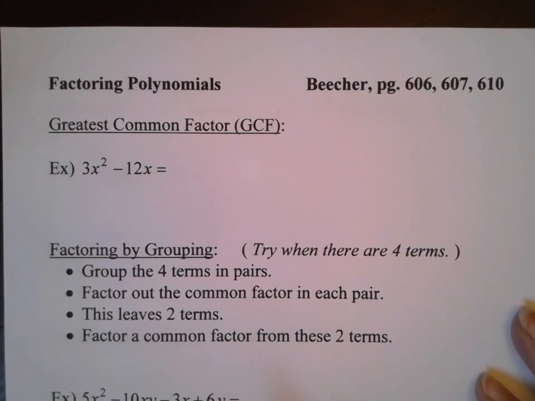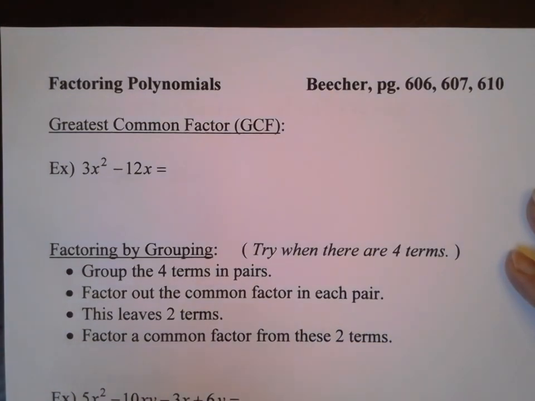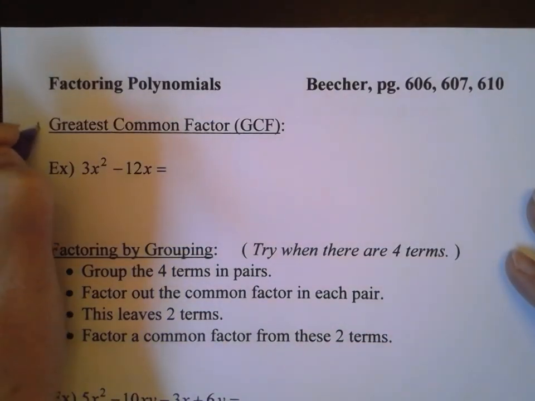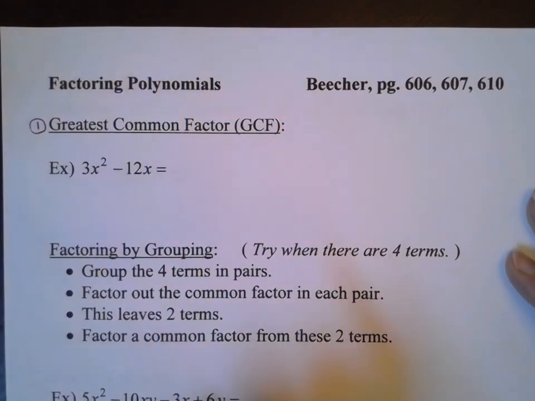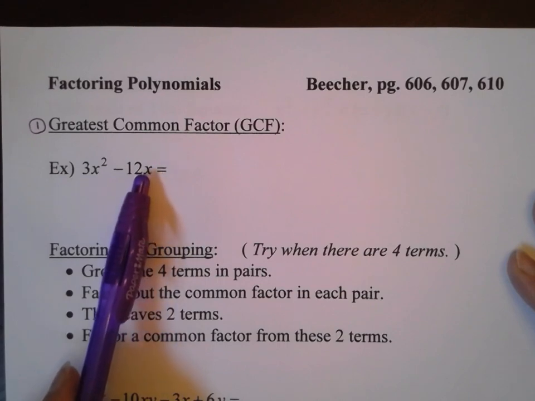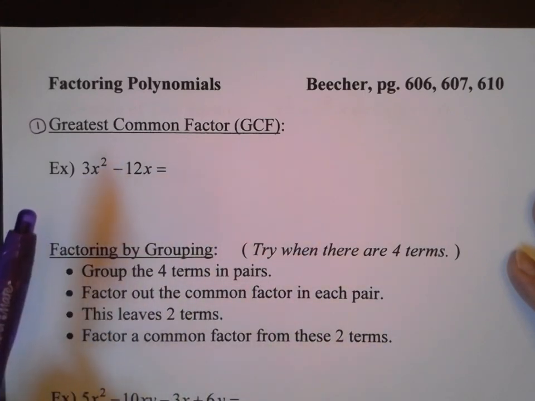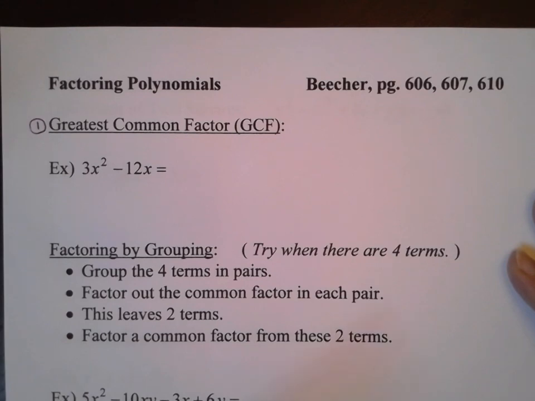The first category would be the greatest common factor. I usually put this one first because this is the best type of factoring to try to do first. If there is something in common between each of the terms that you have, in this example right here we have 2 terms. Terms are either added or subtracted. Anything that they have in common, we can factor that out to the front, and that makes the rest of our factoring a little bit easier.